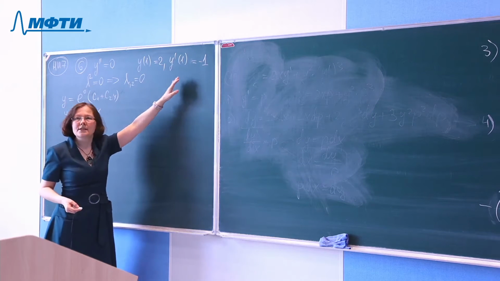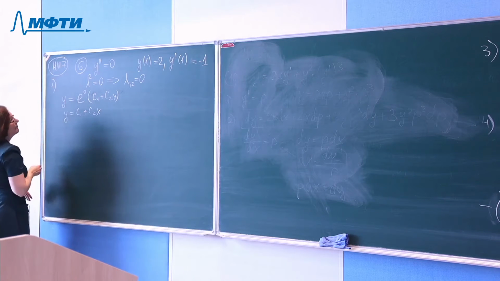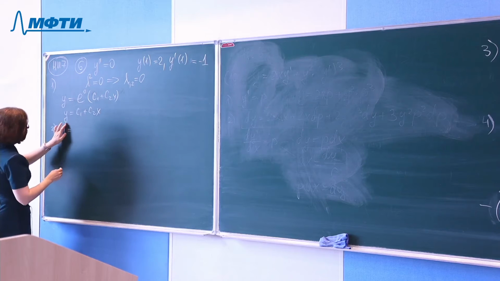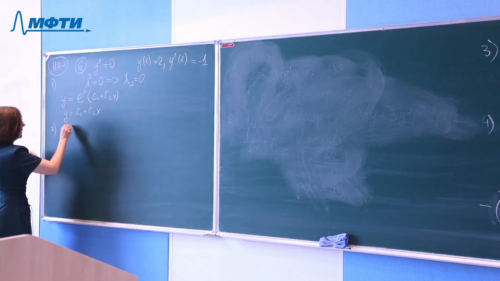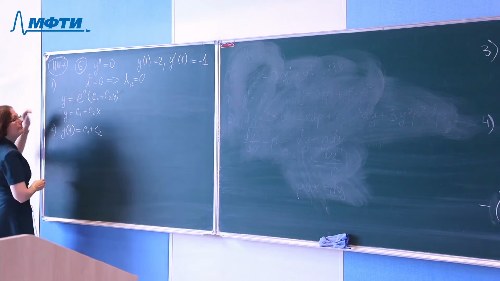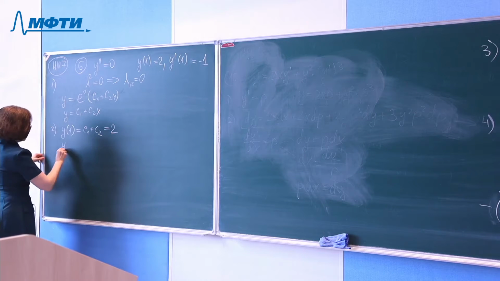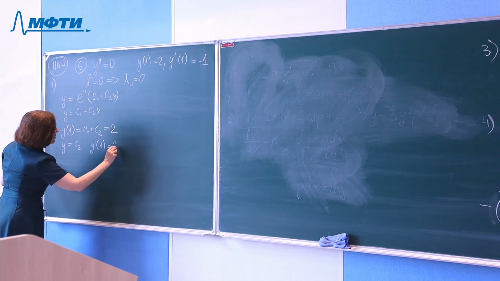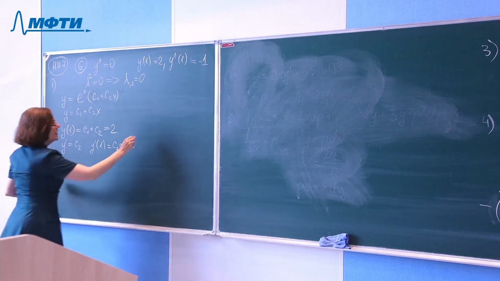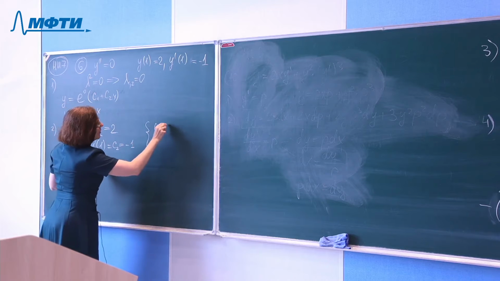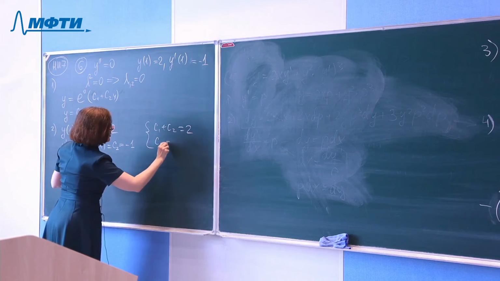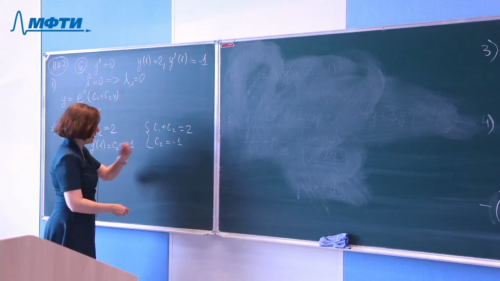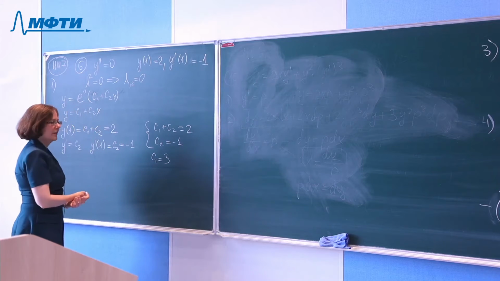Next, let's use these initial conditions. This is step number 1. Step number 2, use the initial conditions. Y of 1 is equal to C1 plus C2. It must be equal to 2. And y prime is equal to C2, and y prime of 1 is equal to C2 also, is negative 1. So we need to solve simultaneous equations. C1 plus C2 equals 2, and C2 equals negative 1. And we can see from these equations that C2 is negative 1 and C1 is equal to 3. It must be equal to 3.